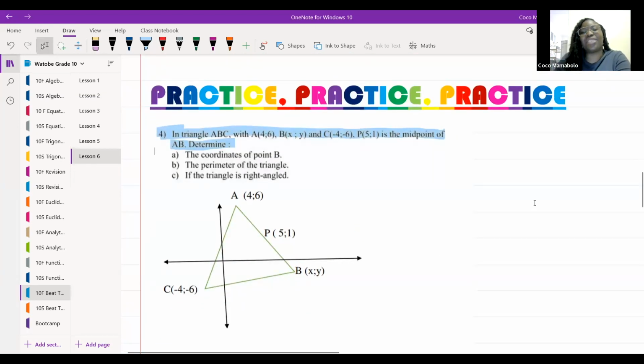All right, so it says in triangle ABC, A is the point (4, 6). Good. Remember, this is the X coordinate and this is the Y coordinate. B is (x, y). Look at how they have not given us the values of the coordinates for B. And they say that C is (-4, -6). All right, P, which is (5, 1), is the midpoint of AB. So the point here, the midpoint, right?